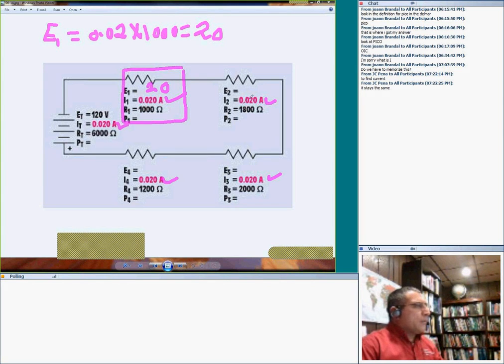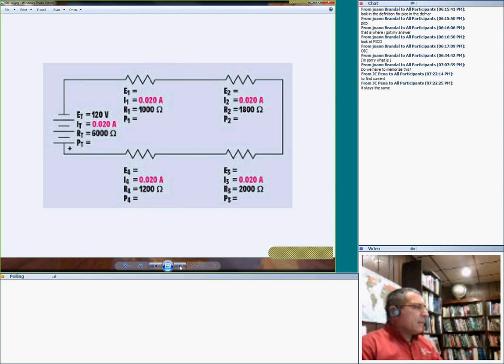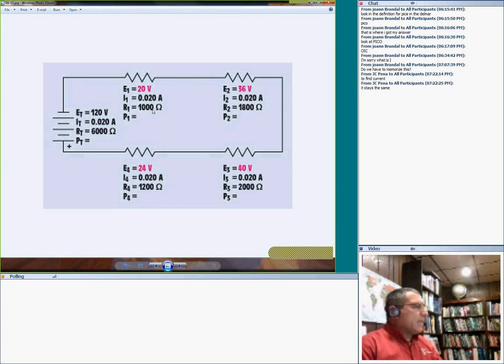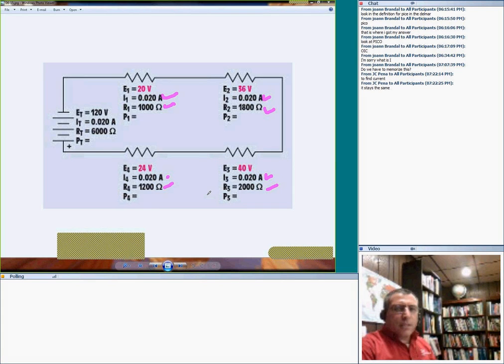Same token applies to this, guys. I multiply the current by the resistor, I can find the voltage. And that's exactly what we're going to be doing in a second here. So if you go next, this is exactly what they did. They multiply the current by the resistor, the current by the resistor, the current by the resistor, and the current by the resistor. Any question about finding the voltage?